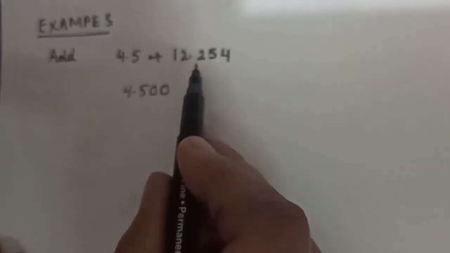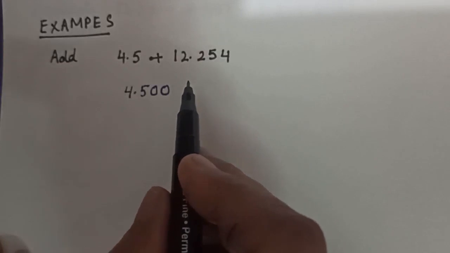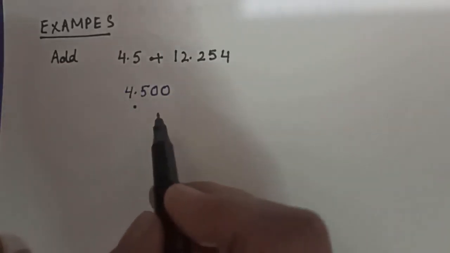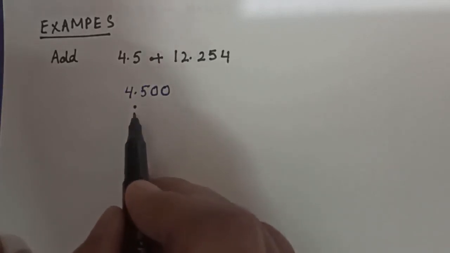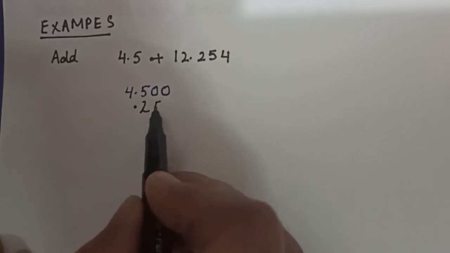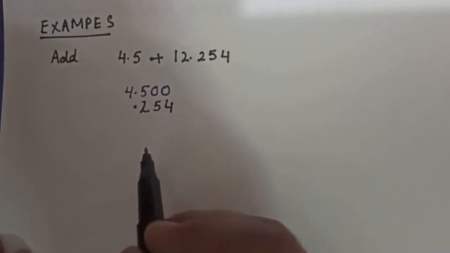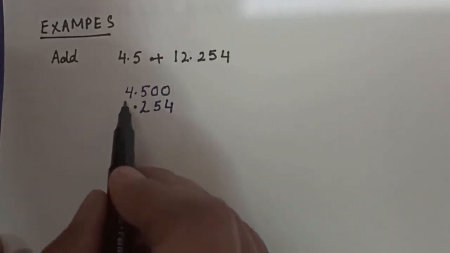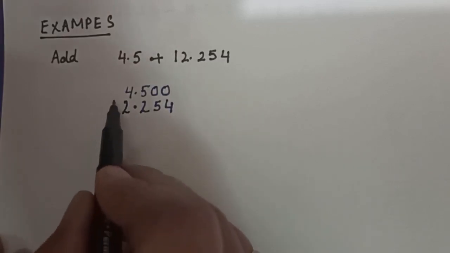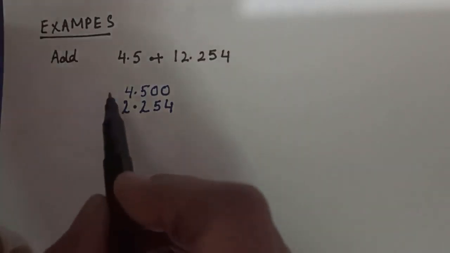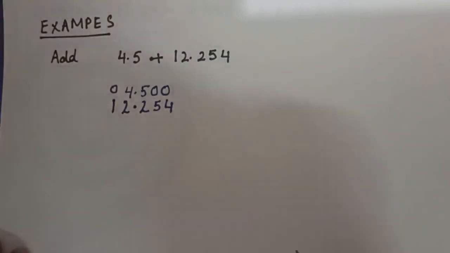Now the second number, 12.254. First thing we have to keep in mind, we have to write decimal below decimal. So first of all I will put decimal below decimal, then the right part 254 below 500, and then I have to arrange 12. So 2 will come below 4 and 1 will be written here only. Alright, now we will add these two numbers. You can put 0 here above 1 also.